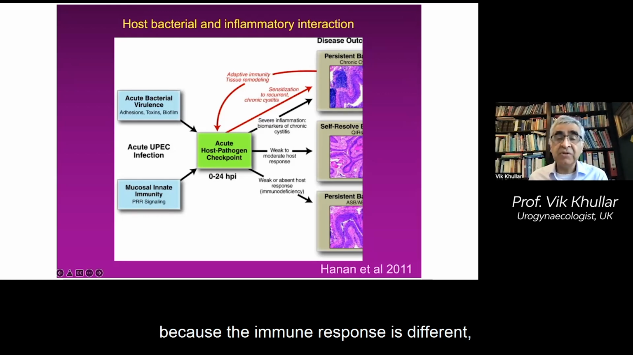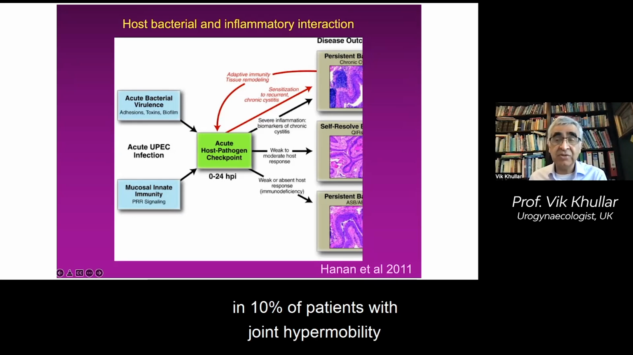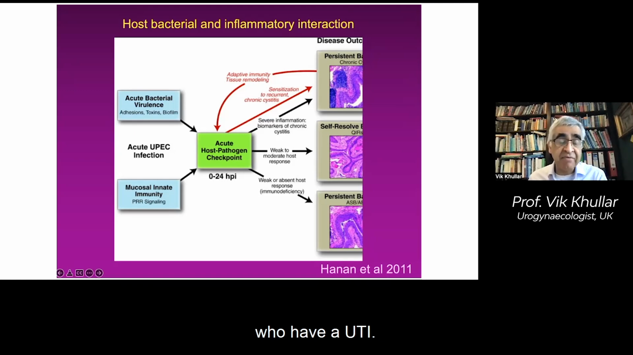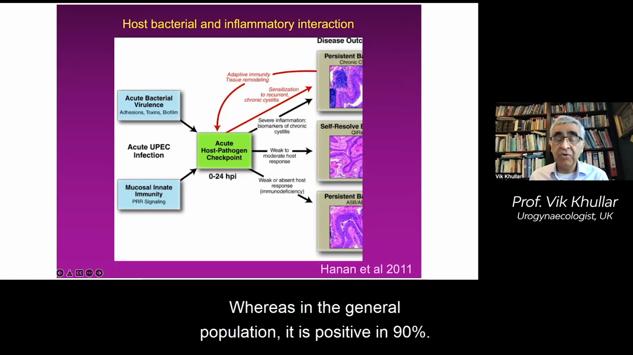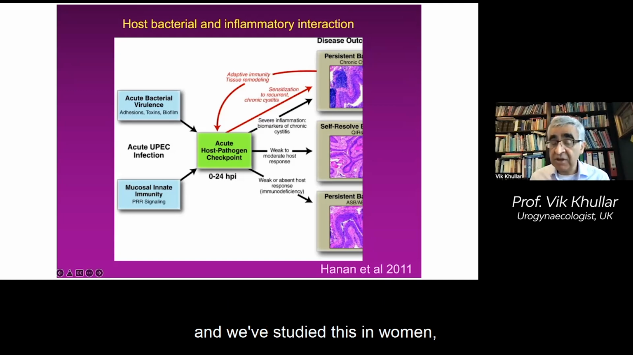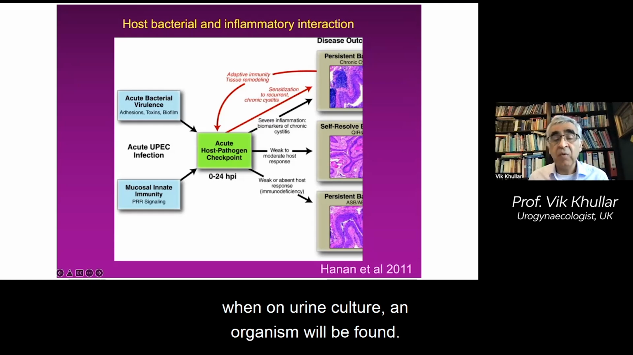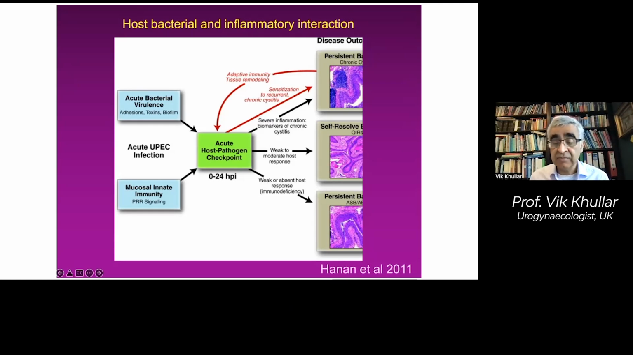Because the immune response is different, urinalysis, we only find positive in 10% of patients with joint hypermobility who have a UTI, whereas in the general population, it is positive in 90%. And as it's used as a key screening tool, a number of women, we've certainly studied this in women, will be told that they do not have a urine infection when on urine culture, an organism will be found.